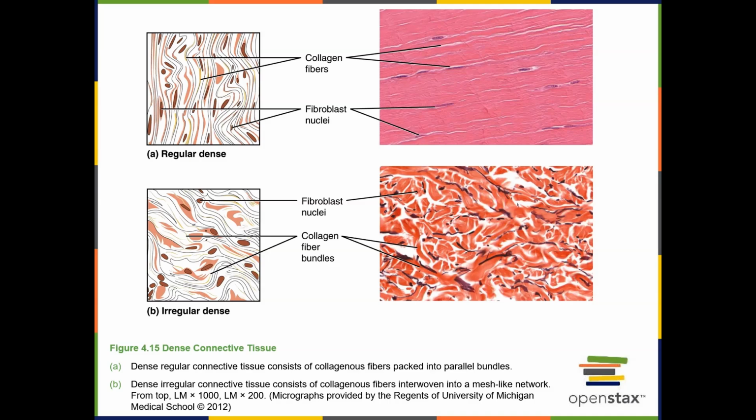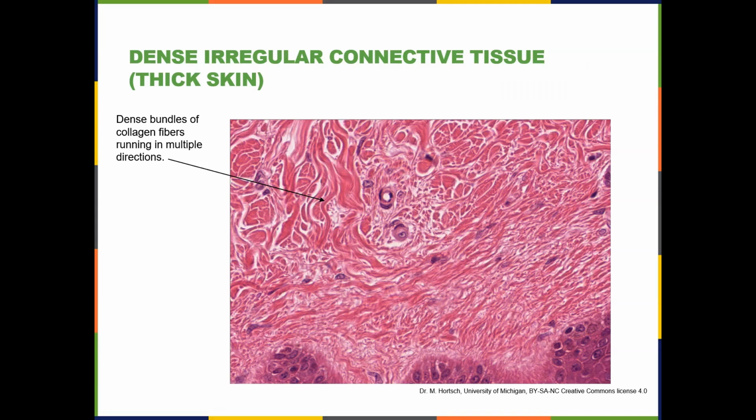Dense irregular connective tissue is found in the deep layer of the dermis of the skin, known as the reticular layer of the dermis. It's also found in the joint capsules surrounding joints and fibrous capsules surrounding organs. Here we see a slide of the skin focused on the dense irregular connective tissue found in the reticular layer of the dermis. Dense irregular connective tissue has tightly packed bundles of collagen fibers running in a variety of different directions.